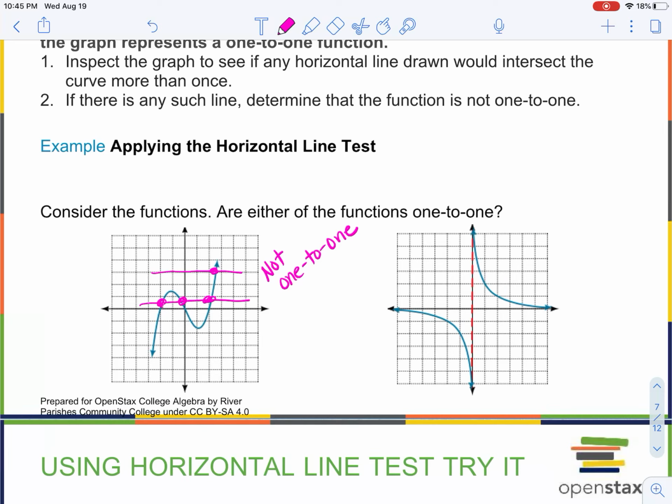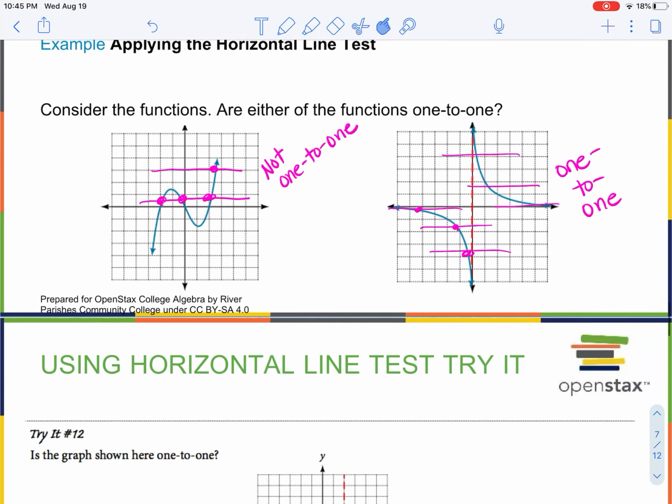All right, so again, this little red dotted line is a gap in the graph. It's called an asymptote, but there's nothing there. So no matter where I draw this line, it is not going to cross the graph more than once. So this one is one-to-one.